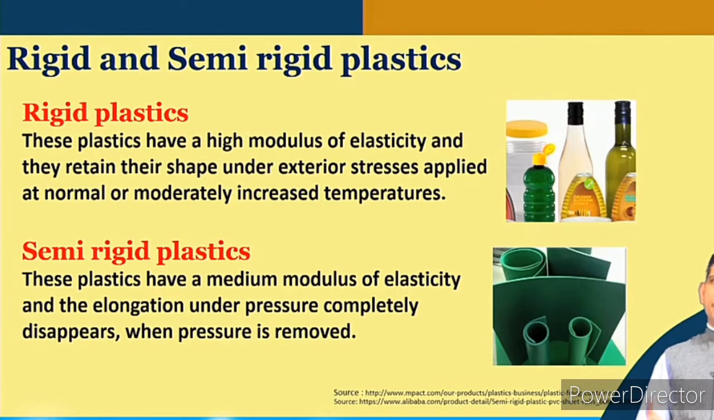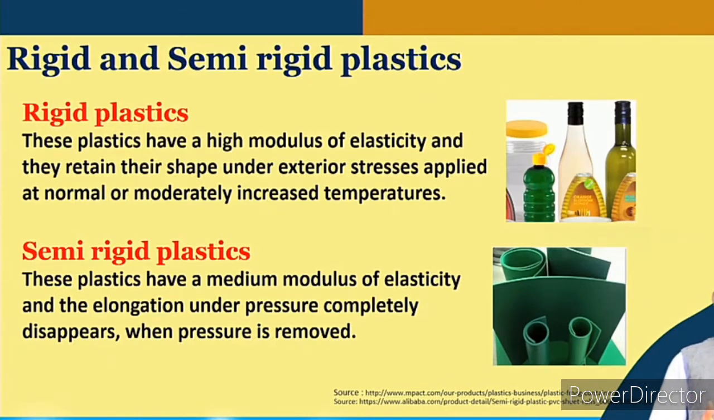Rigid plastics are the plastics which have high modulus of elasticity, as you know from your strength of materials courses. You know what is modulus of elasticity? It is the ratio of stress versus strain. Stress will be on top in the numerator, strain will be in the denominator, and stress divided by strain gives the modulus of elasticity. It basically tells us how strong, how rigid that material is. With high modulus of elasticity, they retain their shape under exterior stress applied at normal and moderately increased temperature.